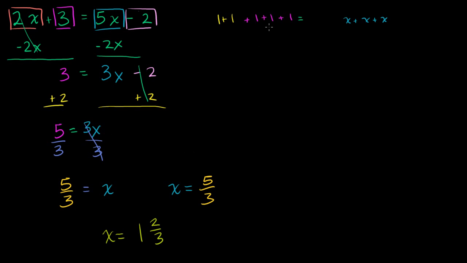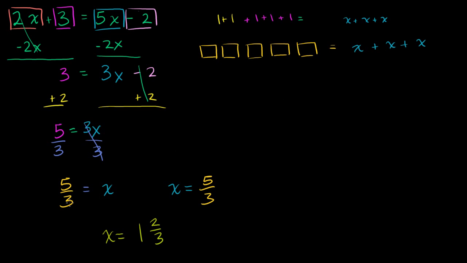Now, to visualize it over here, how did you get 1 and 2/3? Let's think about it. Instead of doing 1, I'm going to do circles. Actually, even better, I'm going to do squares. So I'm going to have 5 squares on the left-hand side. I'll do it in this same yellow color right here. So I have 1, 2, 3, 4, 5. And that is going to be equal to the 3x's. X plus x plus x.